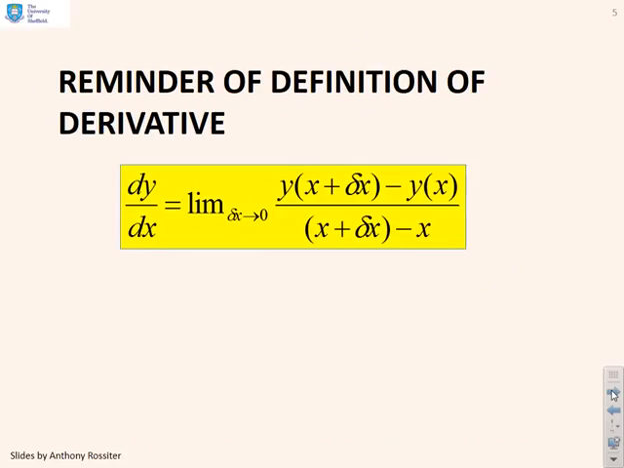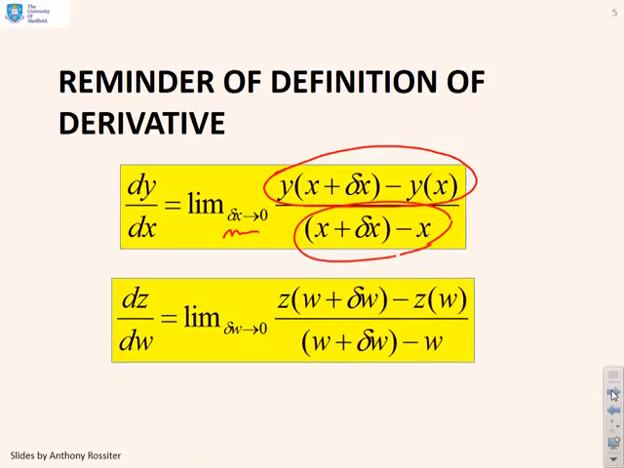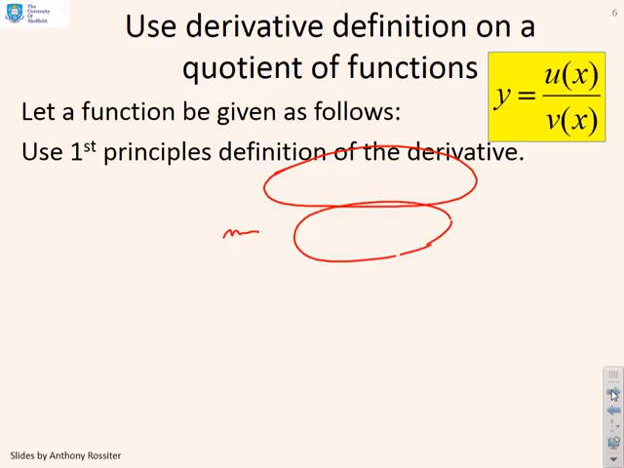So a reminder of the definition of the derivative then. dy dx is the limiting value as delta x goes to 0 of the difference in the y value, so y of x plus delta x minus y of x, divided by the difference in the x values, x plus delta x minus x, or an equivalent formula with other variables. So we're going to use this to derive the quotient rule.